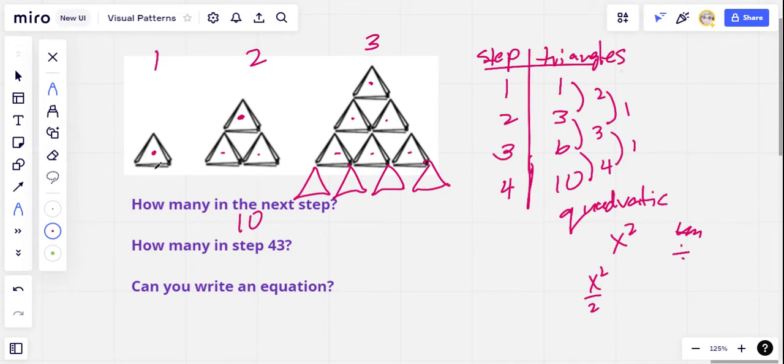X squared divided by 2, so this would be 1 divided by 2, that'd be 1/2. That's not going to work. This would be 2 squared, so 4 divided by 2, that'd be 2. We're just 1 short. Here we've got 9 divided by 2. Well, that doesn't make sense. We're going to get another half of a triangle there.